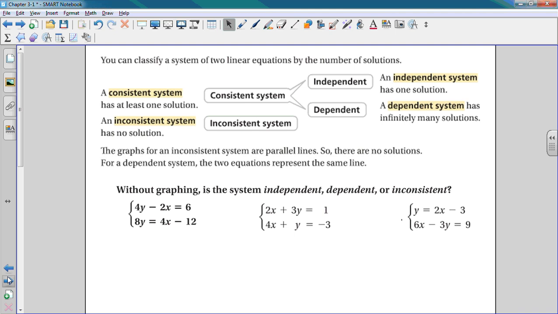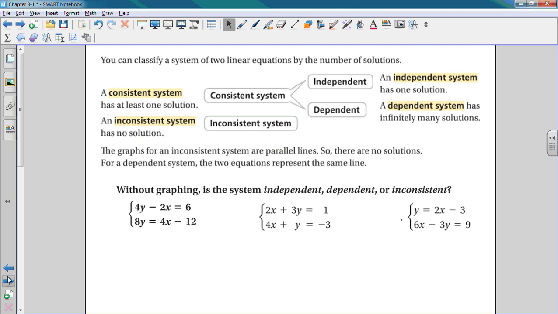All right, when you classify systems of equations, when I say system of equations, I just mean 2 equations or 3 equations or 4 equations or whatever you have. Okay, you're going to get 2 different possibilities to start. You're either going to get a consistent system or an inconsistent system. What do I mean when I say inconsistent system or consistent system?